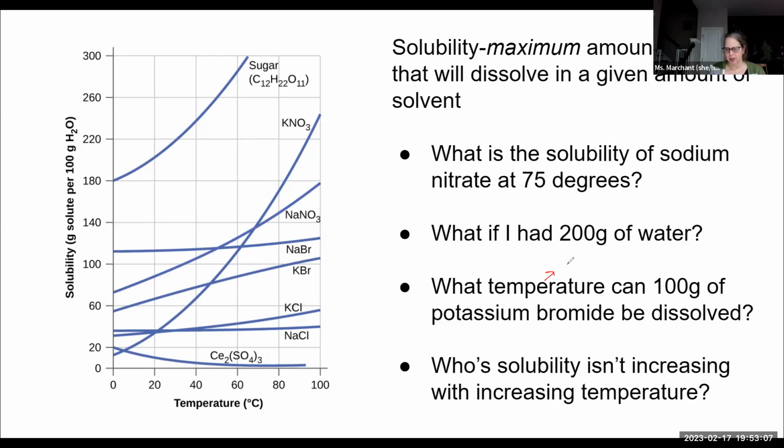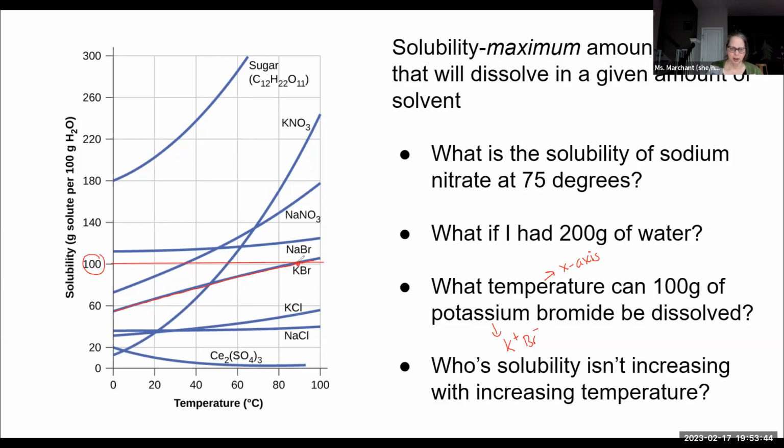Okay. Now here one goes the other way. What temperature? So temperature is on my x-axis. So I'm going to have to drop down to find the temperature. Can 100 grams of potassium bromide be dissolved? Potassium, that's K. Bromine, Br, KBr. So that is this graph right here. But this time we are using 100 grams of potassium bromide. So we're finding the 100. And we're going to draw a line from the 100 to where it intersects with this graph.